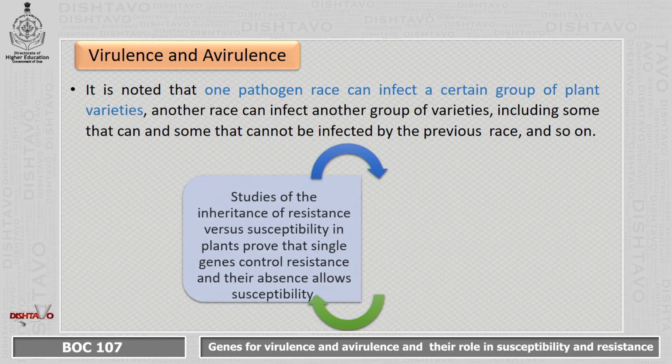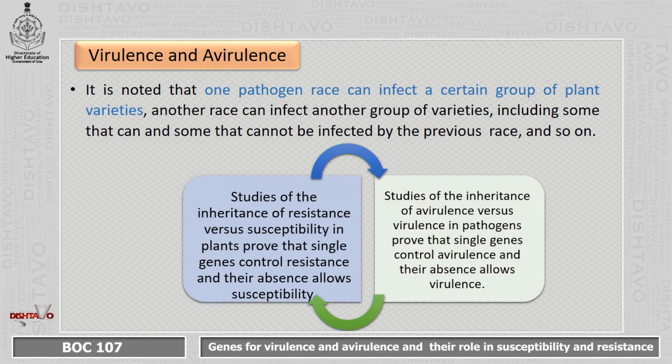Studies of the inheritance of resistance versus susceptibility in plants prove that a single gene controls resistance and its absence would allow the plant to be susceptible. Similarly, studies of inheritance of avirulence versus virulence in pathogens prove that single genes control avirulence and their absence would allow the virulence characteristic in the pathogen.